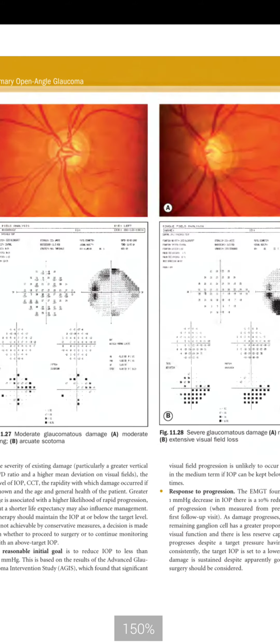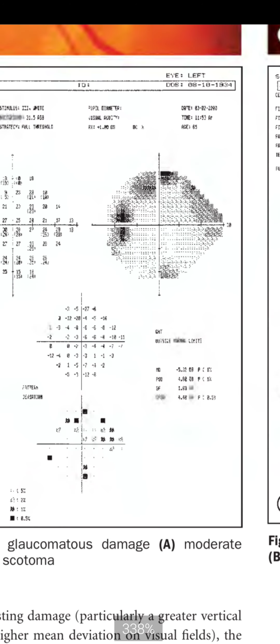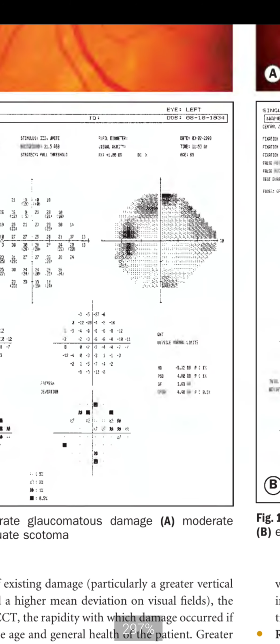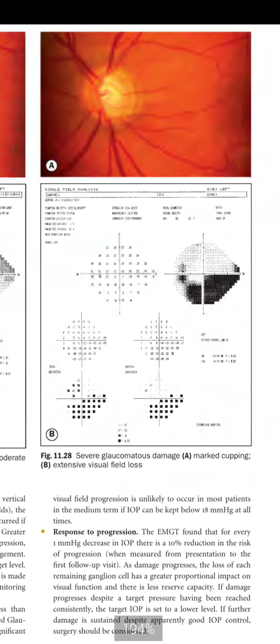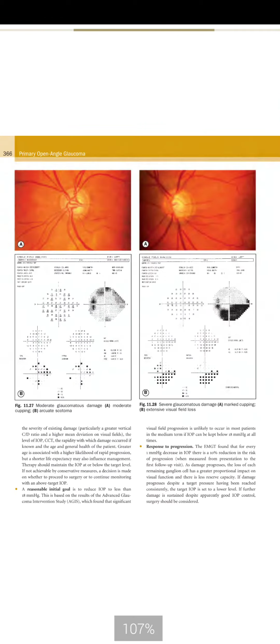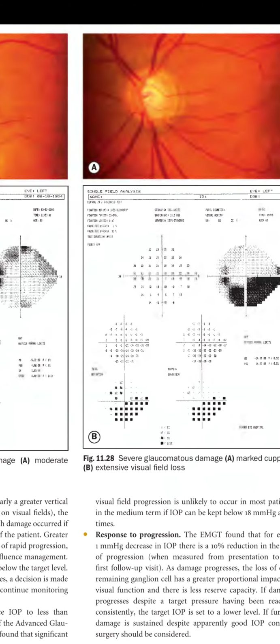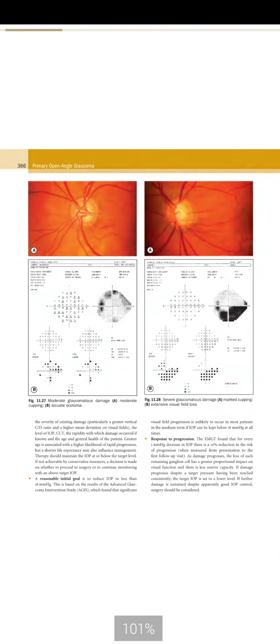So this is showing the moderate glaucomatous damage. You can see that the mean deviation here is almost -5.3, and it is showing the arcuate scotoma. And in severe glaucomatous damage, there is a marked cupping, and it is showing the severe visual field loss, and mean deviation is almost minus 14.